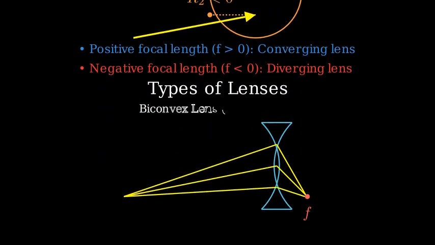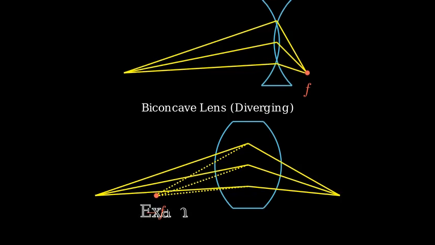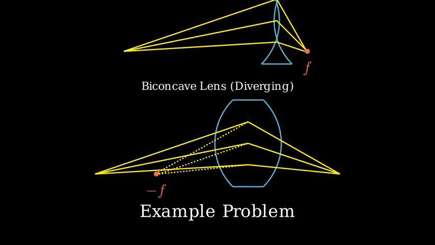A biconvex lens, where both surfaces curve outward, is a converging lens. Parallel light rays passing through it converge to a focus point. A biconcave lens, where both surfaces curve inward, is a diverging lens. Parallel light rays passing through it appear to diverge from a virtual focus point. Now, let's work through an example to see how to apply the Lensmaker's equation.